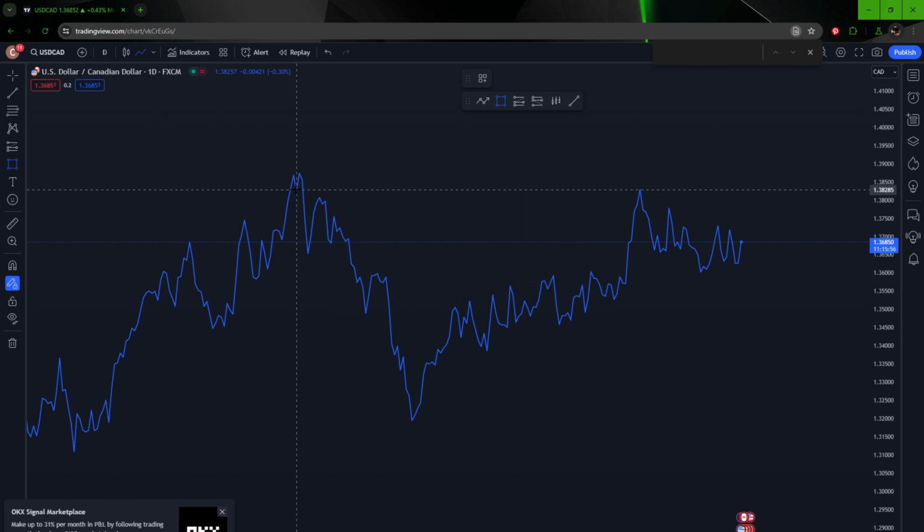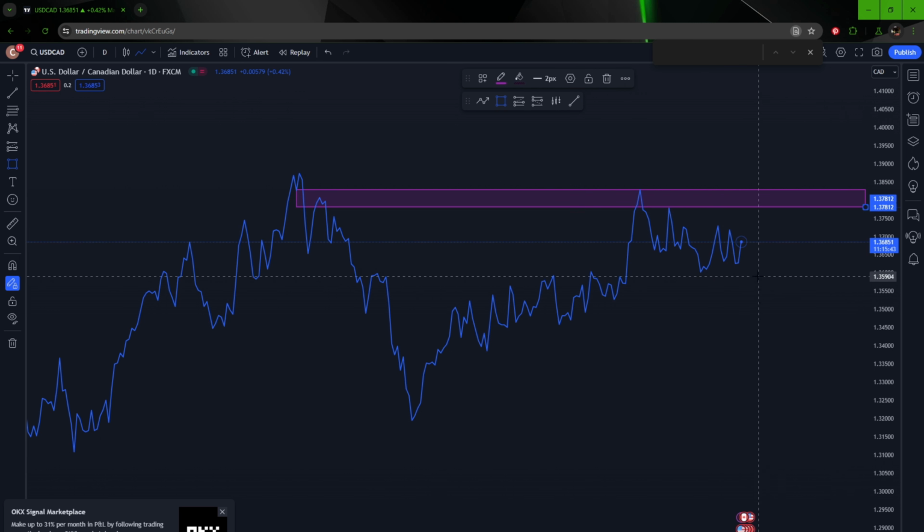It's not exact. You don't get an exact area. You can't take a price and make it bounce off an exact price. It's a general area that it'll bounce off, and it's as simple as that. Now that's your resistance. Let's draw a support area, and where do we see a support?